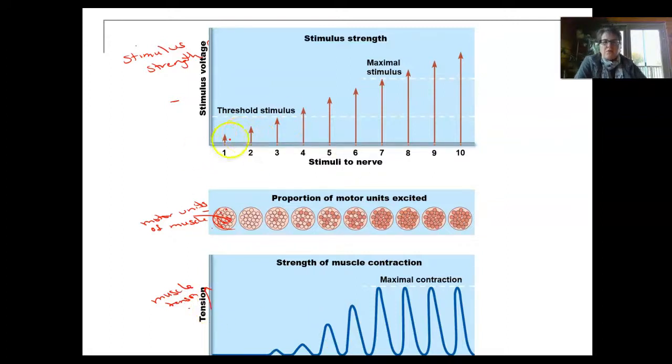And right, so when we go to the first one, we're going to look at all these numbers. This is a graph of 10 stimuli that were delivered. Okay, so the first stimulus is below a threshold. So nothing is stimulated. There is no tension. It wasn't even detected by the muscle. The second stimulus, still not at threshold, no motor units, no tension.